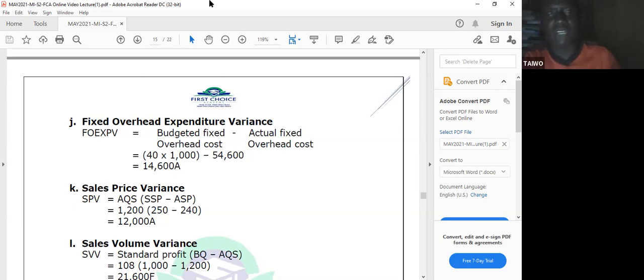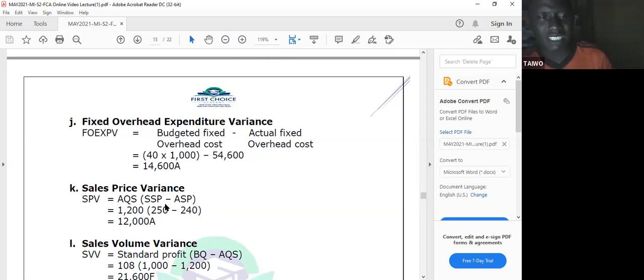Now, let us go to sales price variance. If you are looking for sales price variance, what are you looking for? You are looking for the variance in the price of material? Don't forget, price of material is different from the price of what you are selling, the product. Material is flour, the product is bread. So if you are looking for sales price variance, you are looking for the variance in the price of the bread.